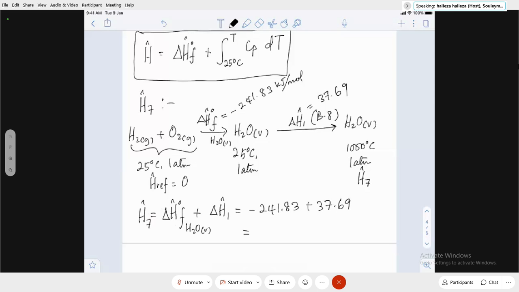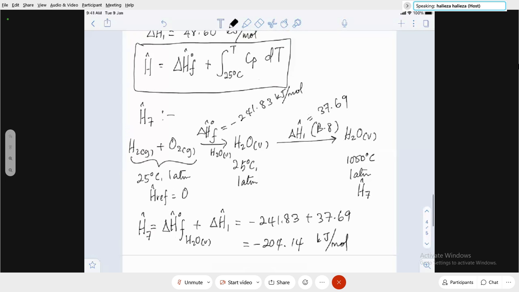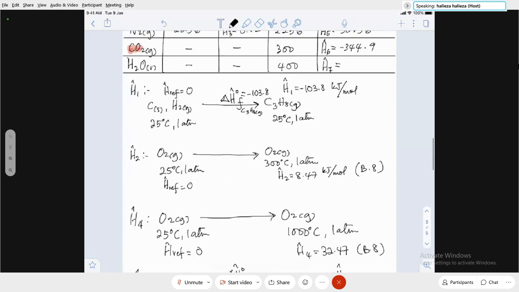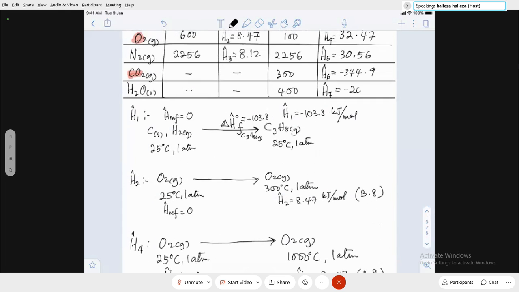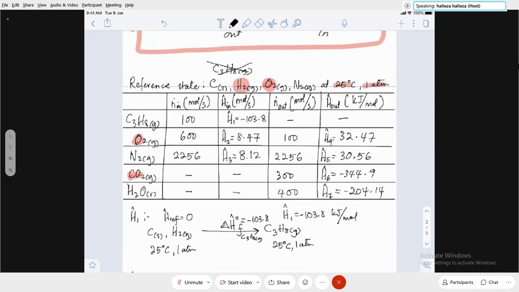Minus 204.14. Thank you, Sulaiman. Yes, okay. So that's kilojoules per mole. So now we already completed our table. Everything is there, minus 204.14. So now the final step is to solve for the energy balance.